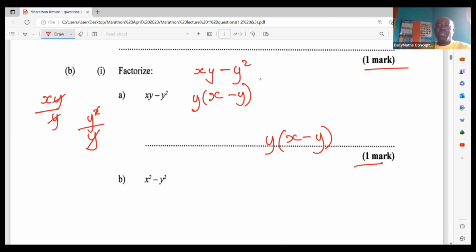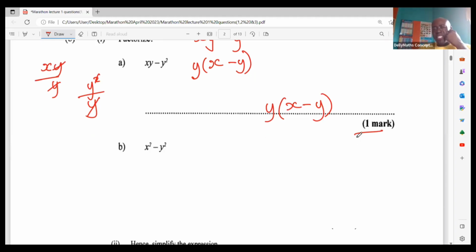And a lot of times when you do these, you could double check in your brain, because if you do the quick distribution, you will see you'll get back the answer. So for 1 mark, that's what they're expecting you to do.